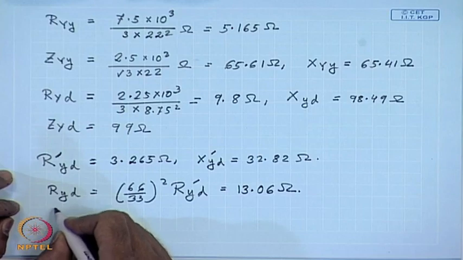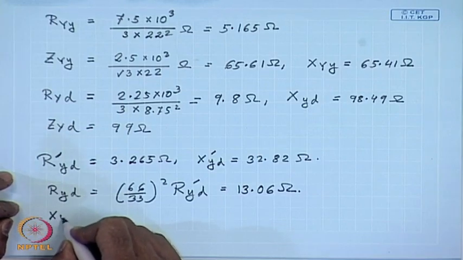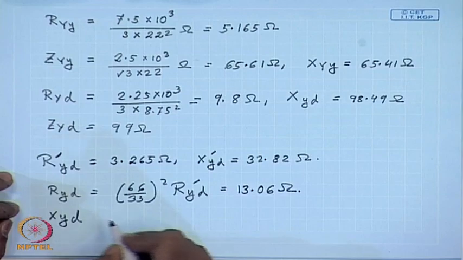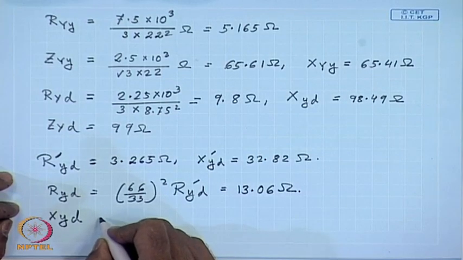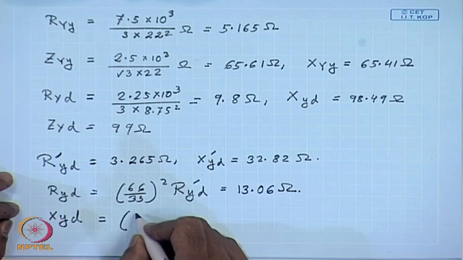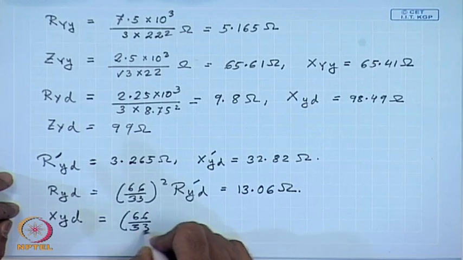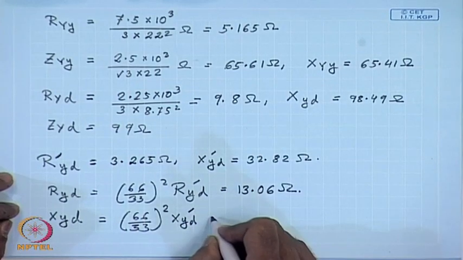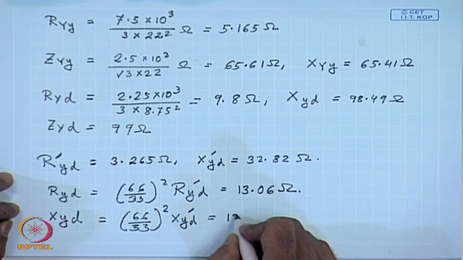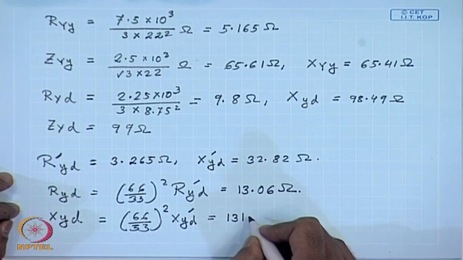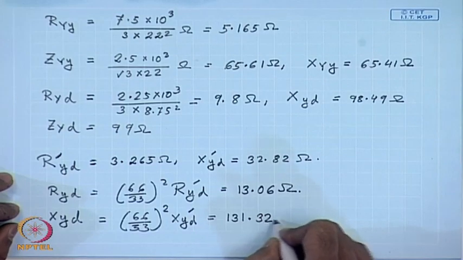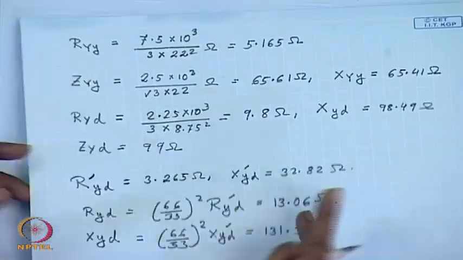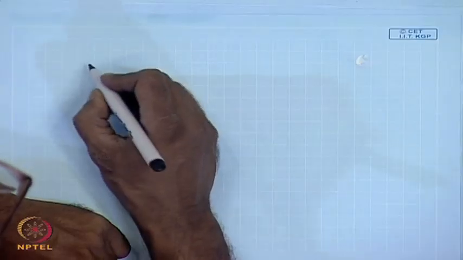Similarly, XYD is 66 by 33 whole square XYD dash, this comes to 131.32 ohm. Now, the generic equivalent circuit of a 3 winding transformer, as we have seen earlier, is something like this.